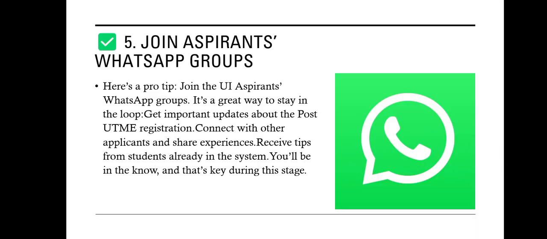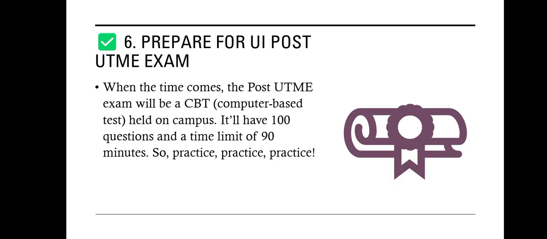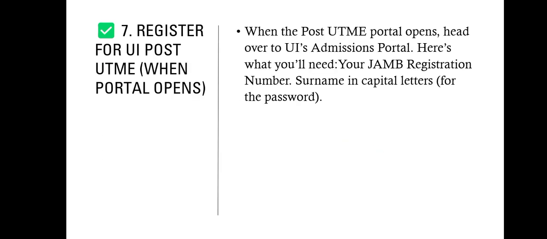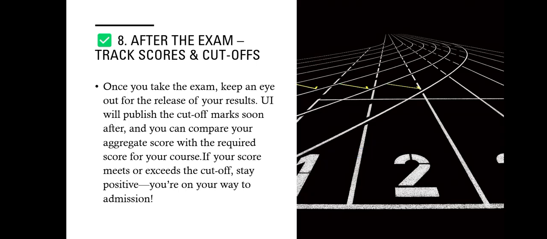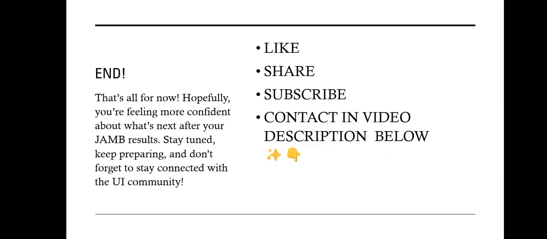Number 5 is that you join relevant aspirant WhatsApp groups to gain access to accurate information. Number 6 is that you prepare for the exam. Number 7, you register for the post-UTME whenever the portal is open. And number 8, you keep track of the cutoff mark, keep track of when the result is released and all that. And that will be the end of the information for now.